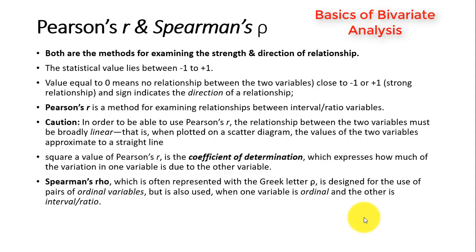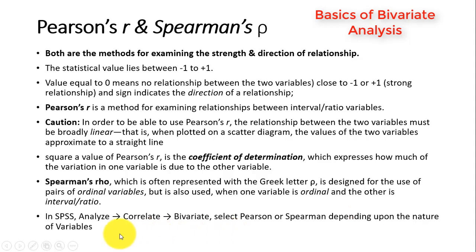Spearman's rho is used for a pair of ordinal variables, but it is also used when one variable is ordinal and the other is interval or ratio. In SPSS, we use the Analyze, Correlate, and Bivariate command to explore the relationship between two variables using Pearson's r or Spearman's rho.